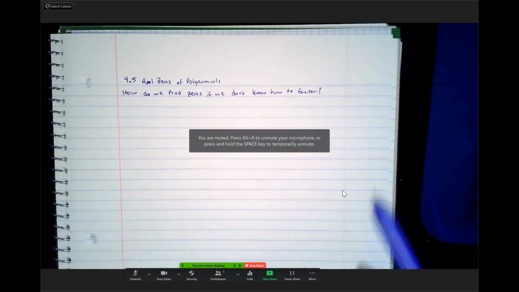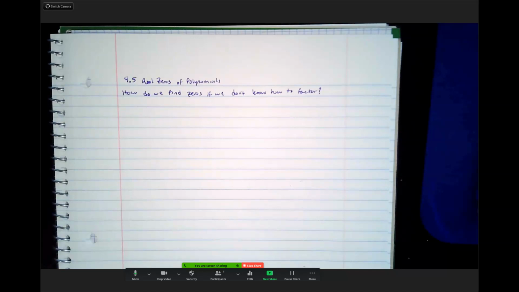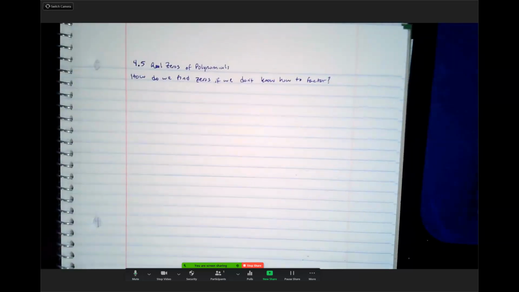So 4-5 is all about real zeros of polynomials. And the idea here is, how do we find zeros if we don't know how to factor something? So we know that x-intercepts are really important for parabolas, for a lot of things. And x-intercepts are important for polynomials. And we are actually able to have ways to find where the zeros are without just simply factoring and without having to look at a graph, even though we're going to utilize that sometimes.